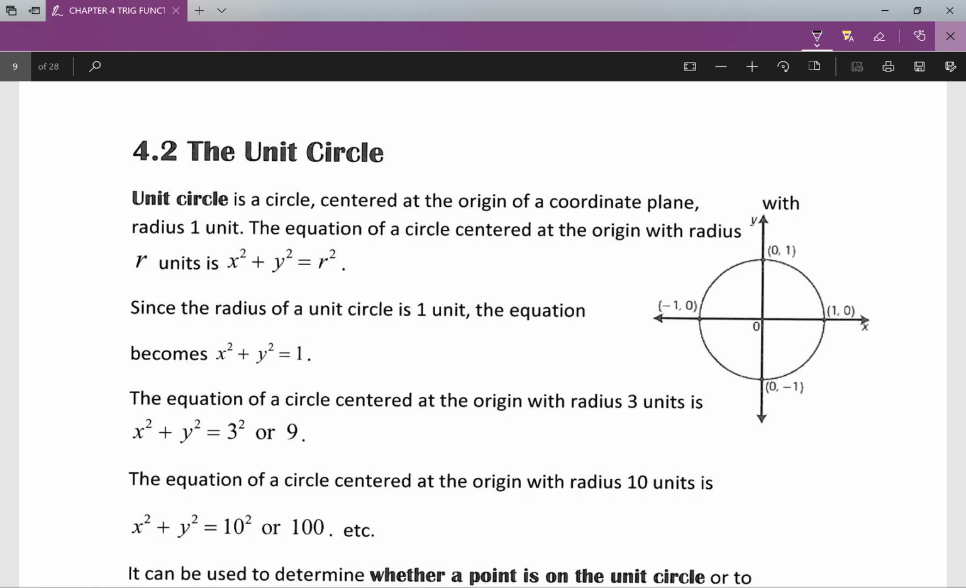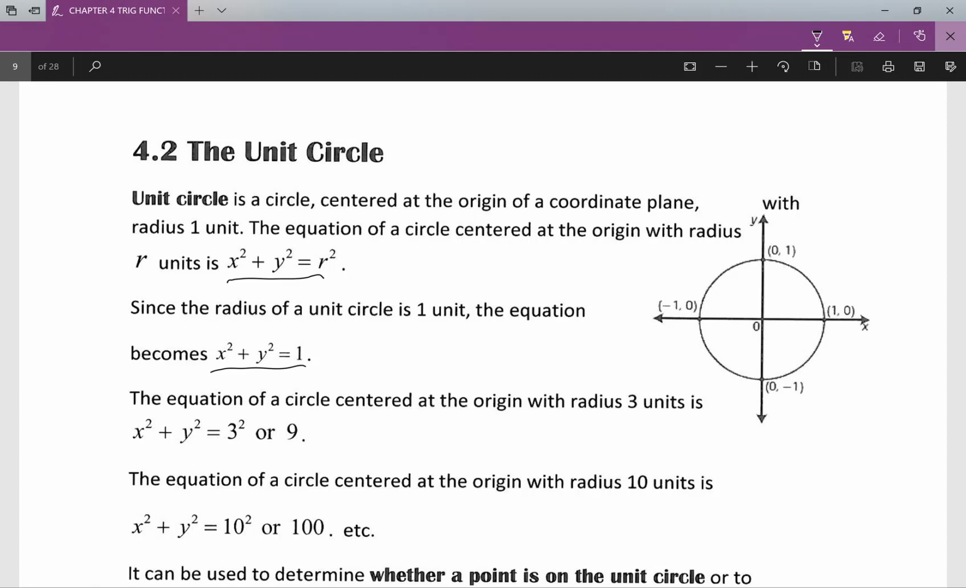Now, a unit circle is a circle centered at the origin of a coordinate plane and the radius is 1 unit. The equation of a circle centered at the origin with radius r units is x squared plus y squared equals r squared. Since the radius of the unit circle is 1 unit, we get x squared plus y squared equals 1.